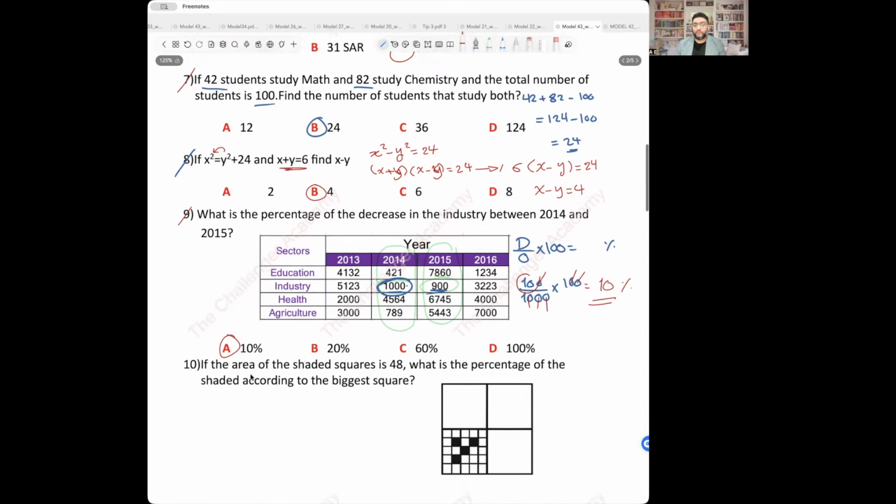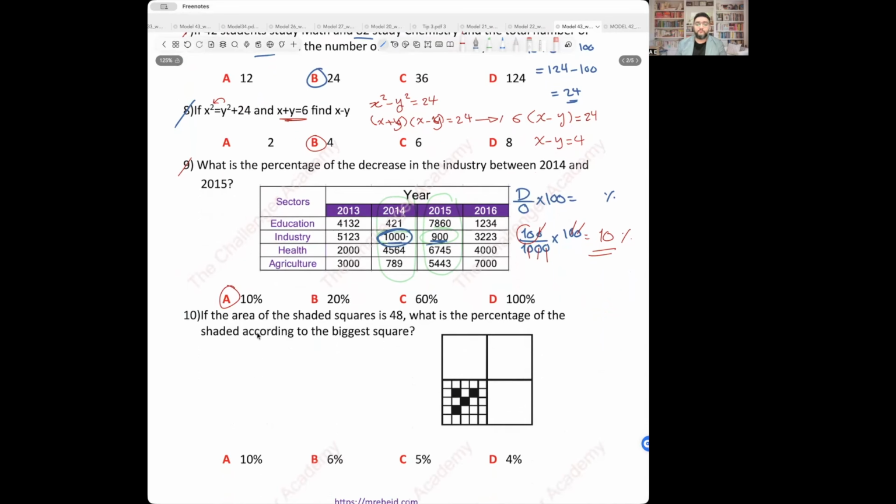Let's move to the last question, question 10. If the area of the shaded square is 40, what is the percentage of the shaded area according to the biggest square? Now, in the small square, how many shaded squares do we have? We have only 4 shaded squares.